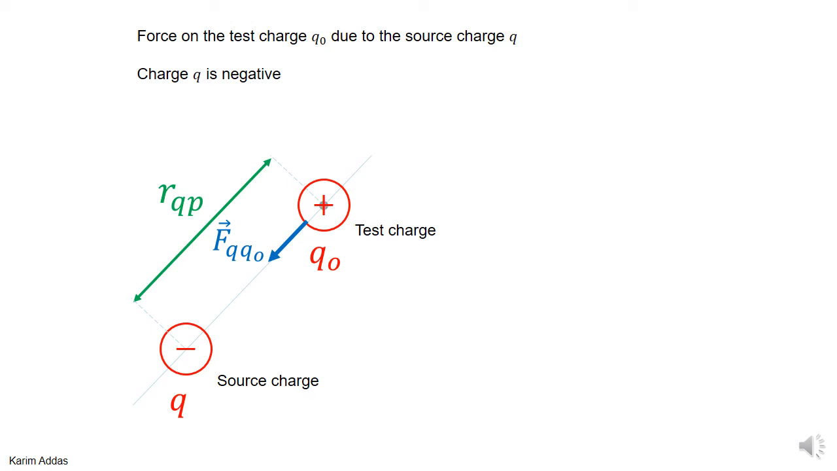Let's see what will happen if you want to get the electric field at a point due to a negative charge. So the negative charge Q is the source charge, and we want to go to a point P in space here and get the electric field at that point. As we said before, to get the electric field at a point, we need to bring a test charge. So the test charge Q node is the test charge we're going to use to find the electric field at that point.